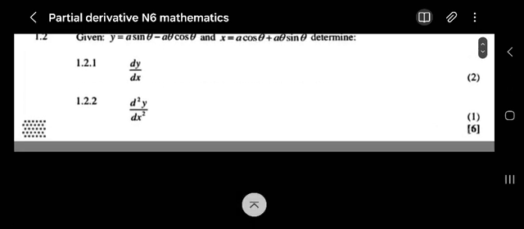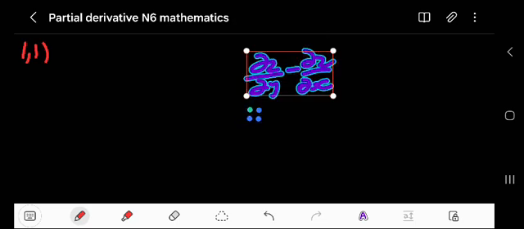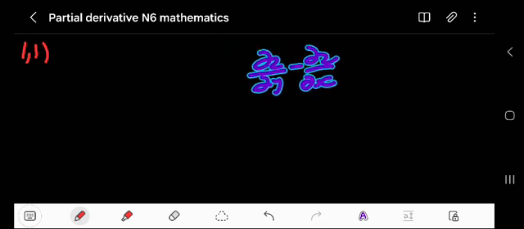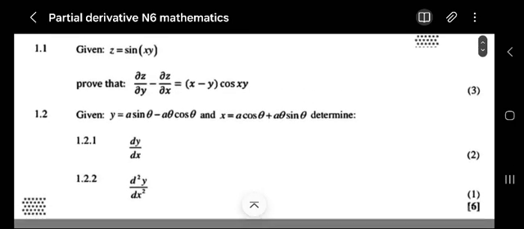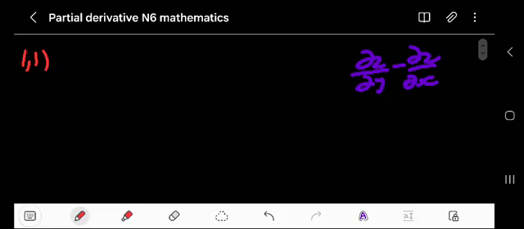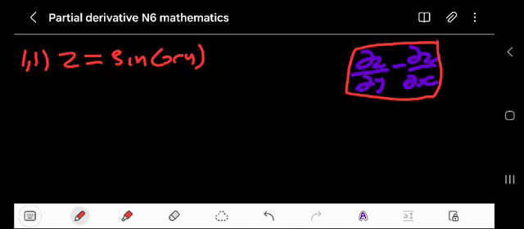So, question 1.1. Given this, we have to prove it by subtracting the two. That is what we want to prove. The aim is to prove that, as we've been given, z is equal to sin(xy). So we should prove this here, right? First, we can use the first one here.